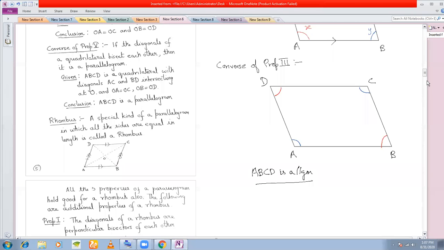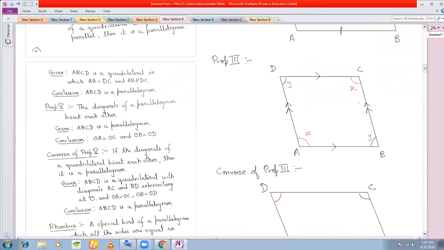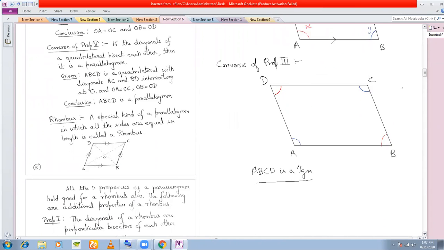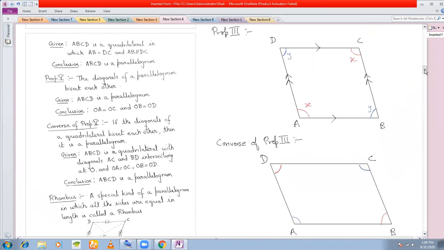Okay. So consider the difference between property 3 and the converse of property 3. In property 3, it was given to you that the quadrilateral is a parallelogram, and so you concluded that the opposite angles were equal. But here in the converse, it is given to you that ABCD is any quadrilateral such that the opposite angles are equal. So, in addition to being given that it is a quadrilateral, it is also given to you that the opposite angles are equal. So therefore, you conclude that ABCD must be a parallelogram. It cannot be any other quadrilateral. Okay. So this was property 3.